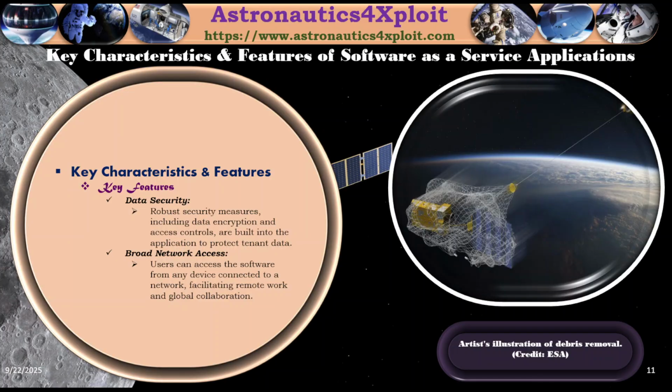Other characteristics are as follows: data security. Robust security measures, including data encryption and access controls, are built into the application in order to protect tenant data. Broad network access. Users can access the software from any device connected to a network, facilitating remote work and global collaboration. The picture here illustrates debris removal as a service system.